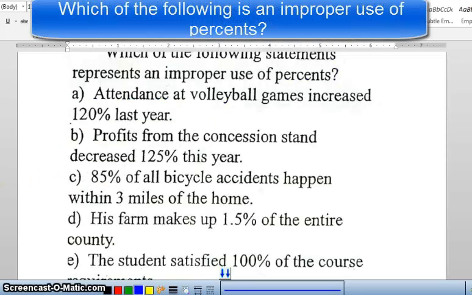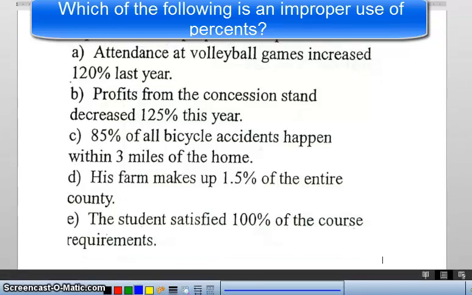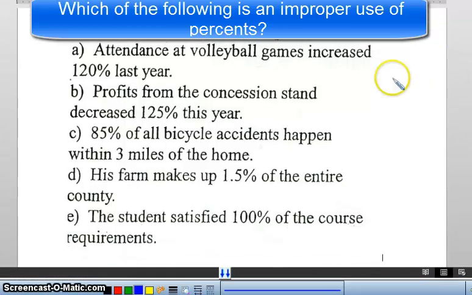Next one I want to talk about is the improper use of percents. It says, which of the following statements represents an improper use of percents? People fling percents around all the time and don't really know what they're saying. I heard a joke one time that says 75% of all statistics are made up on the spot, which basically is a statistic made up on the spot.